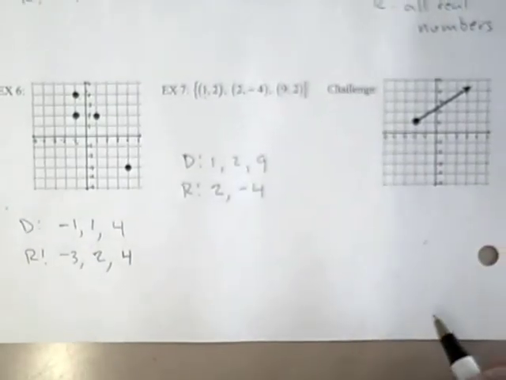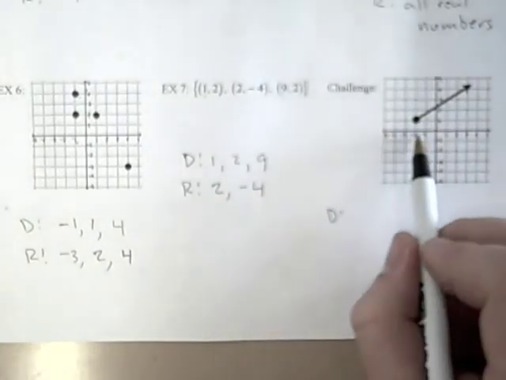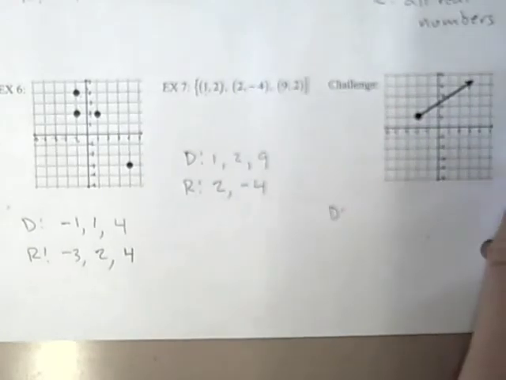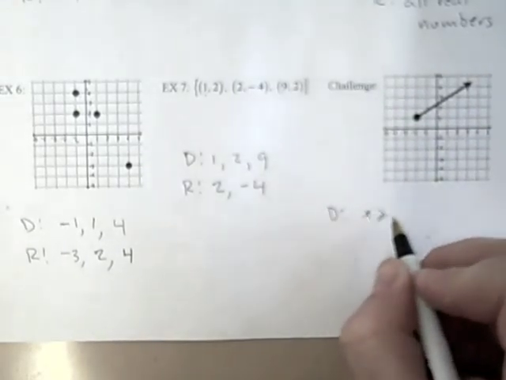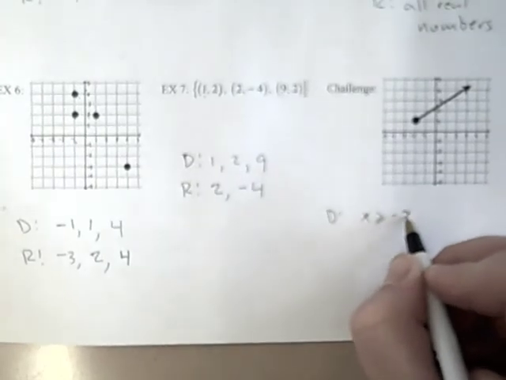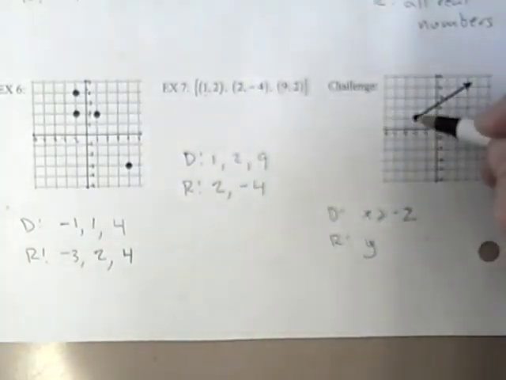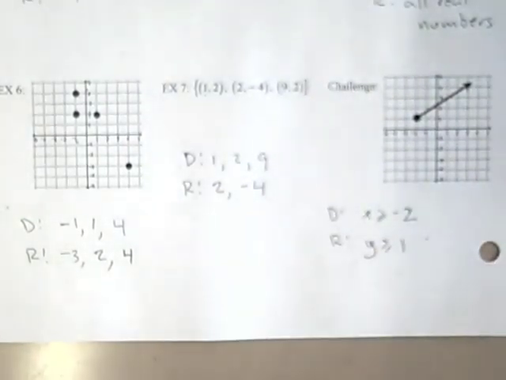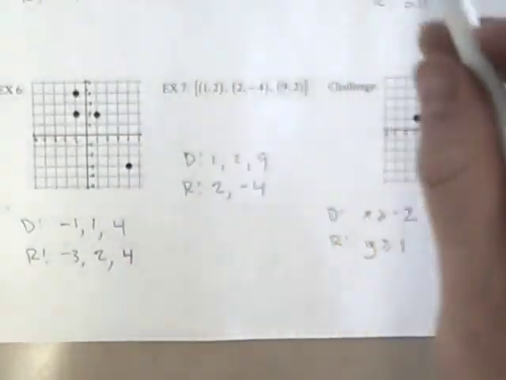If you're interested in the challenge, the domain here is all numbers that are bigger than -2. The line starts here and continues in this direction forever. So we'll say all x's that are greater than or equal to -2. And the range would be all y's that are greater than or equal to 1. You won't have a question like this on the quiz, but all the other ones will be.